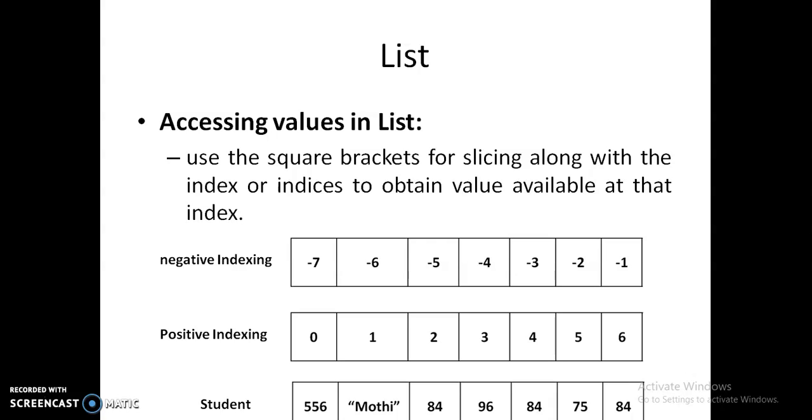Within our data, we have roll number, name, and 5 subjects' marks. So roll number's positive index is 0, negative index is -7. Name's positive index is 1, negative index is -6. We use negative indexes whenever we want to get the last elements of the list. If you need the starting elements of the list, then we can use the positive index. Without moving up to the last element in the list, we can use negative indexing and retrieve the last element.